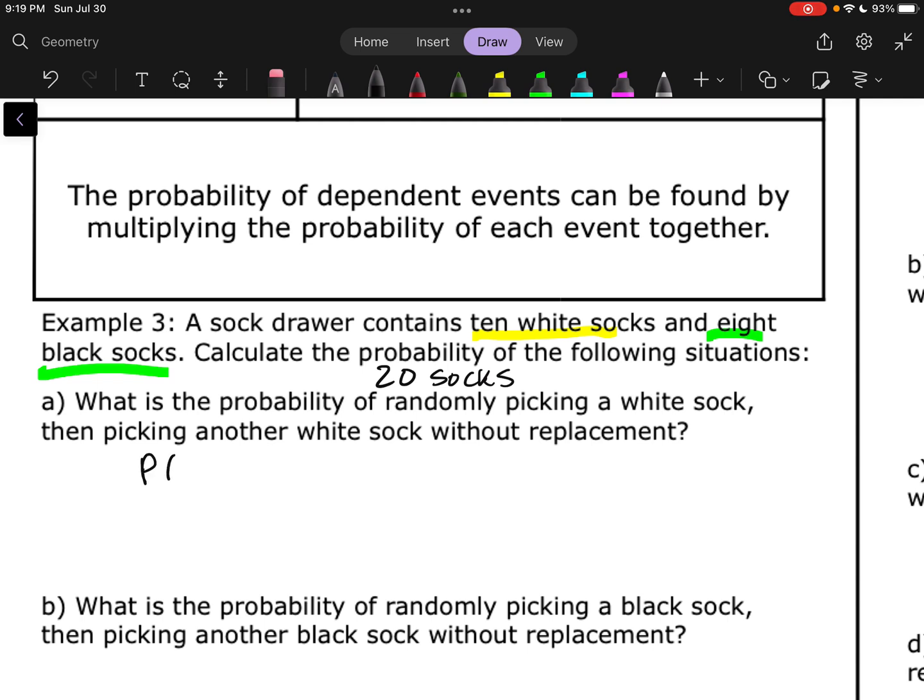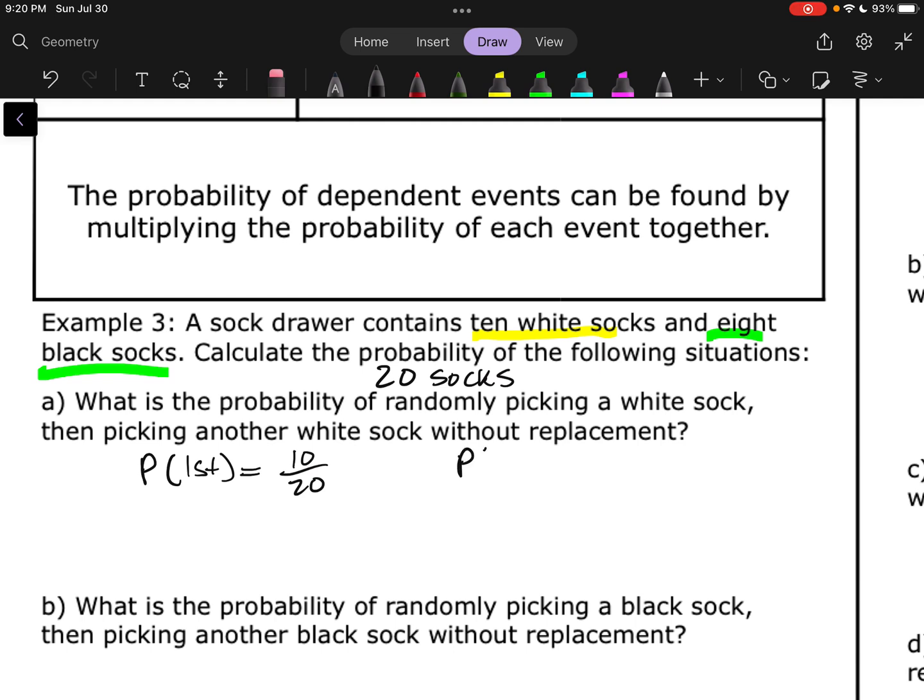Okay, so that first sock, I guess we'll just find the probability of the first one. So when I'm reaching in that drawer and I'm trying to pick a white sock, well, how many white socks are there? There's 10 out of 18, right? We're starting off, about half the socks are white.